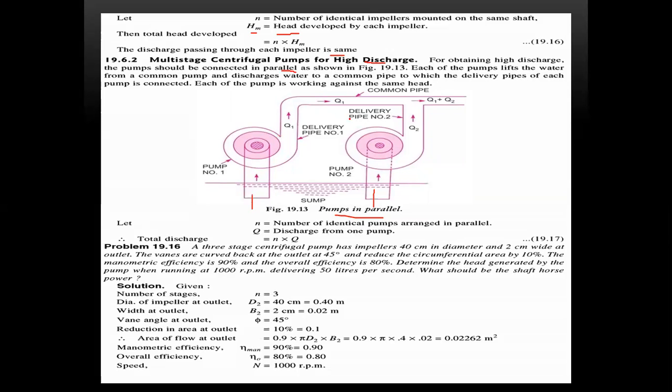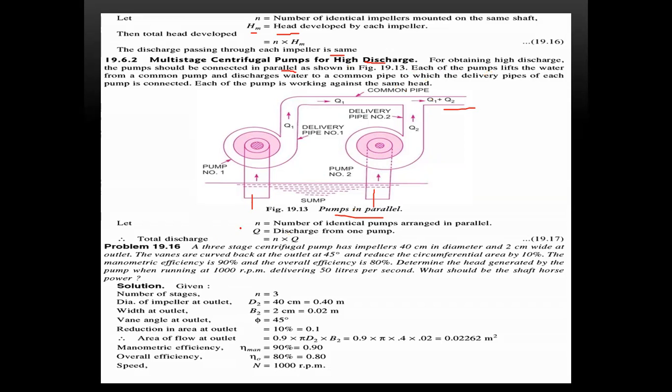So these two are connected. The outlets are connected to the same pipe, that is Q1 plus Q2, right? Discharge outlet is Q1 plus Q2. Here is pump 1, there is pump 2. So for obtaining the high discharge, it's okay, same way.